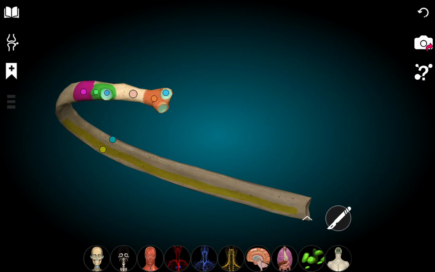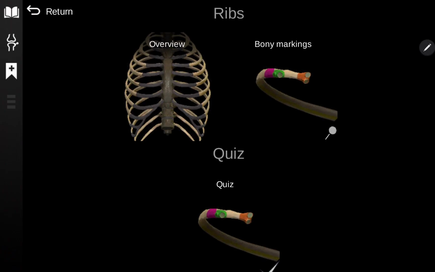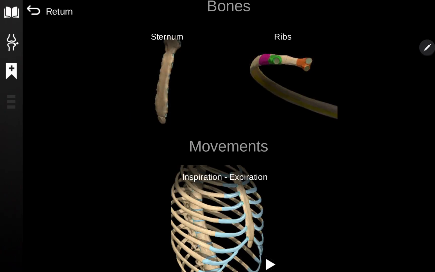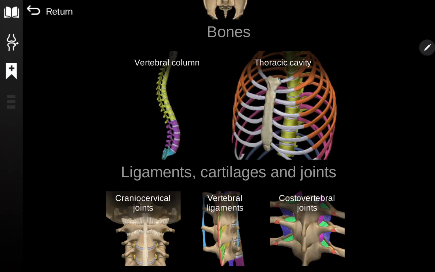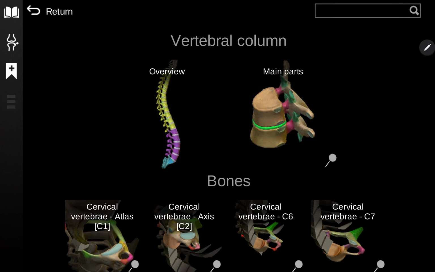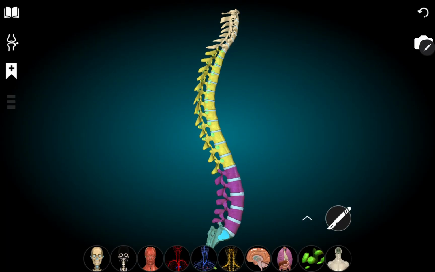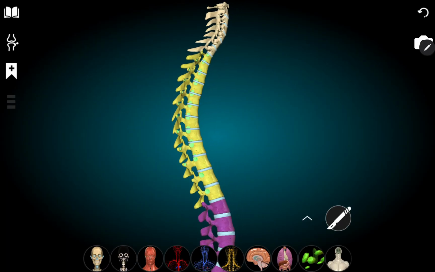So that's all the ribs, and we have also thoracic vertebra. So it's a very important thing. Thoracic vertebra consists of T1 to T12, and it has a vertebral body, vertebral foramen, transverse process, costal facets, and spinous process.